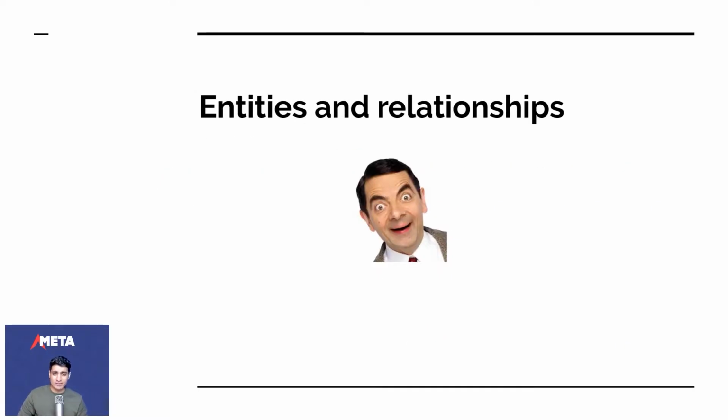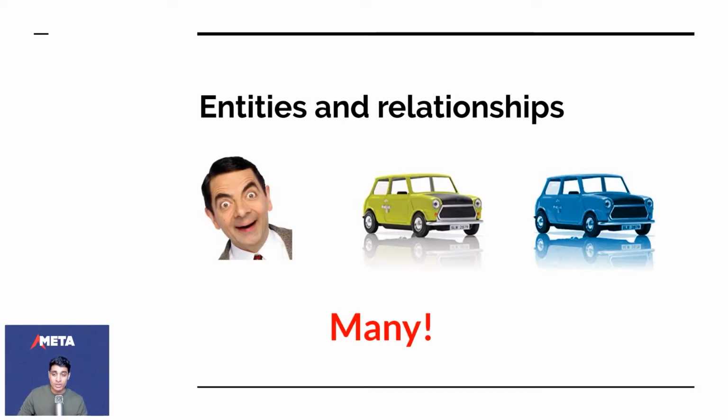So here's the thing. Let's assume there's an entity called a user, right? And there are many different relationships that a user can have with other entities. So let's look at another entity called cars. So we know here that Mr. Bean can have many cars. You can have a green car, you can have a blue car. Now the words green or blue, they are the attributes of the car, right? That's how you know one car is different from the other car, but the general model is a car.